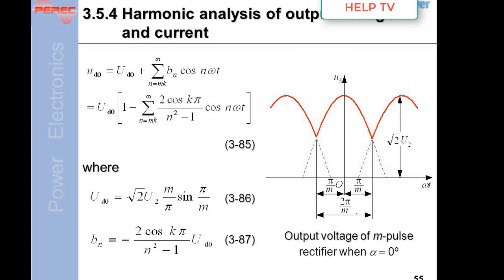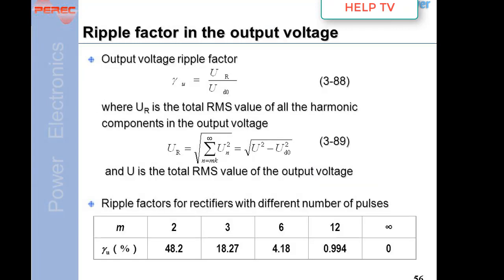3.5.4 Harmonic analysis of output voltage and current. Equation 3-85, where... Equation 3-86, output voltage of m-pulse rectifier when α equals 0 degrees. Equation 3-87, ripple factor in the output voltage. Output voltage ripple factor, where UR is the total RMS value of all the harmonic components in the output voltage, and U is the total RMS value of the output voltage. Ripple factors for rectifiers with different number of pulses.